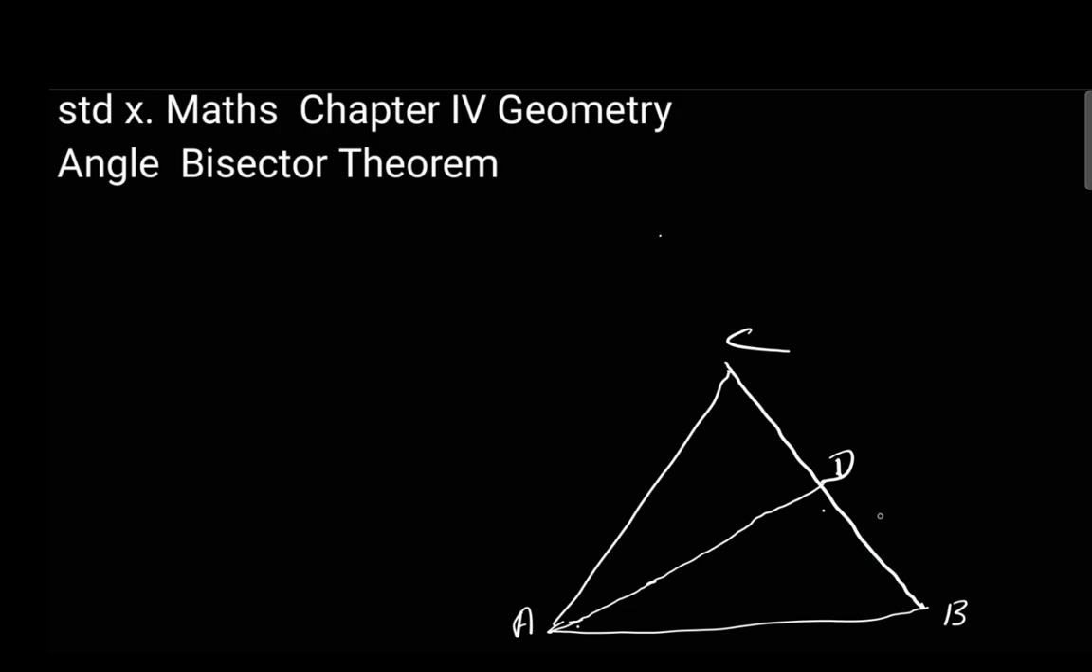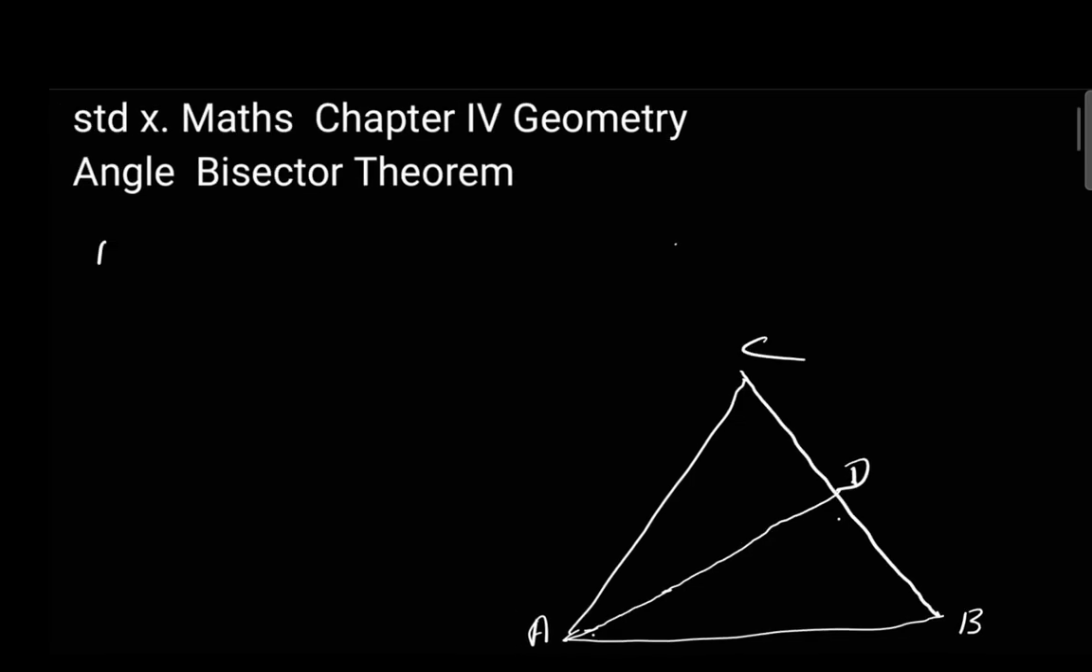It divides CD and BD. So the ratio BD to CD is equal to the ratio of the sides containing this angle. Which sides containing this angle? AB and AC. So let me write the statement.